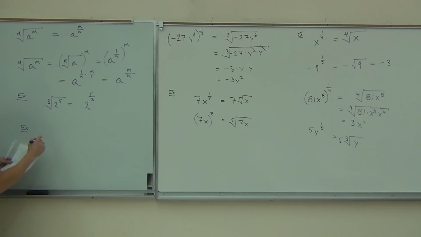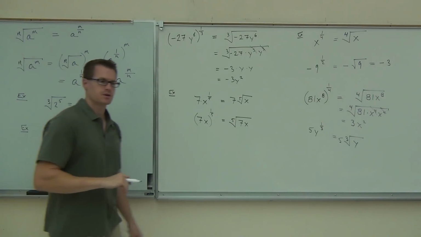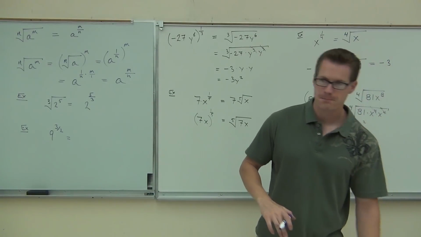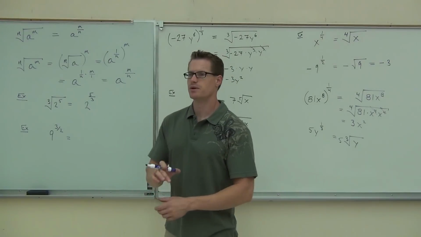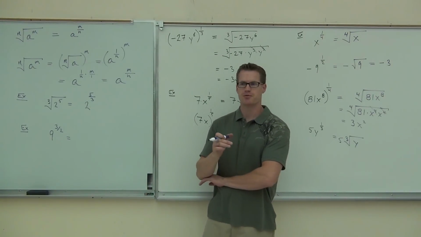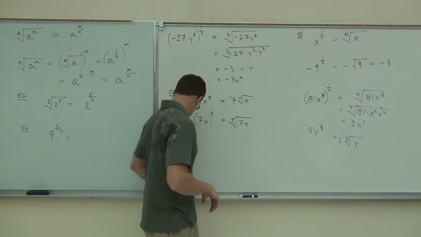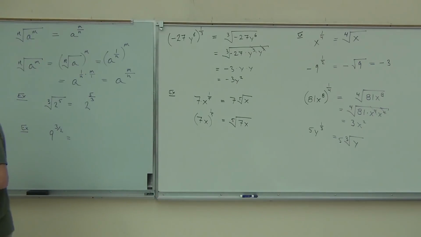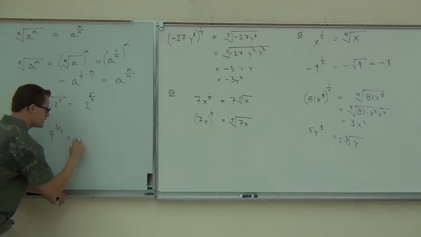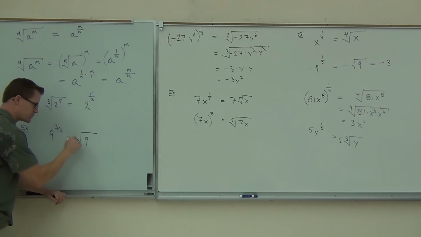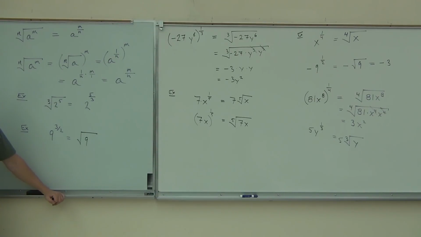Can you go the other way? Can we do 9 to the 3/2? Ladies and gentlemen, what type of root do I have here? A square root. Why a square root? The denominator, this bottom number, is going to tell you what type of root you have every single time. So in our case, we are going to have a 9, but that's going to be a square root. Now, do we leave 9 to the 1st power like I have it right here? No. What power is it going to be?